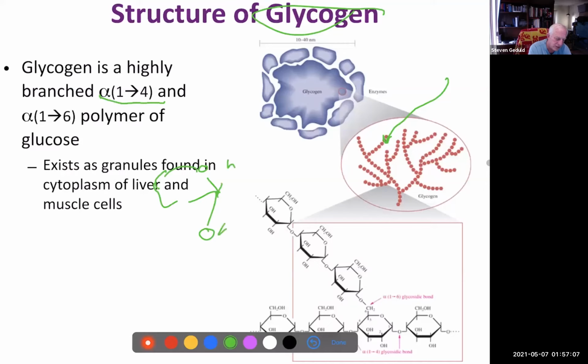H goes up, OH is down. The link forms right here. So an alpha 1,4 linkage and an alpha 1,6 linkage when it bends, when it forms a branch. So alpha 1,4 forms our line. Alpha 1,6 forms the branches off of that. Okay. It exists as granules found in the cytoplasm of the liver and in the muscle cells. That's where we store glycogen. Glycogen is our storage for glucose.